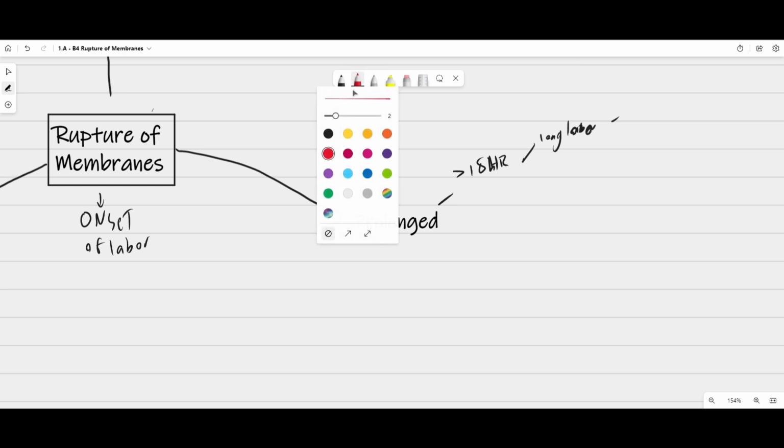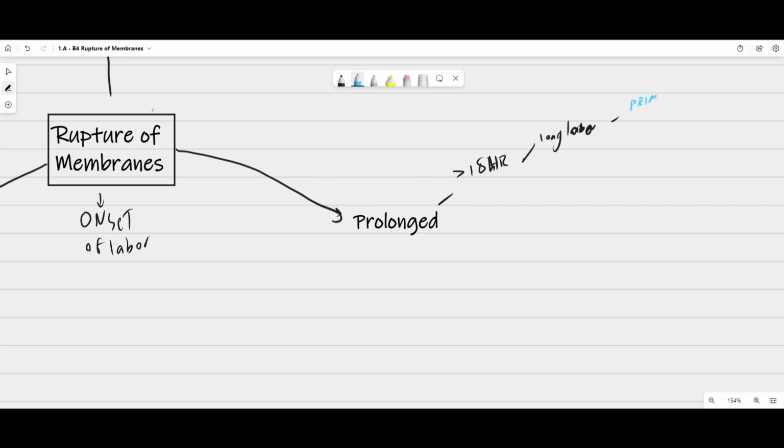Again, we know some groups that have problems with that are primigravidas. Primigravidas can have a bit of a long labor. It can also be failure to progress, another good one that we have for that.